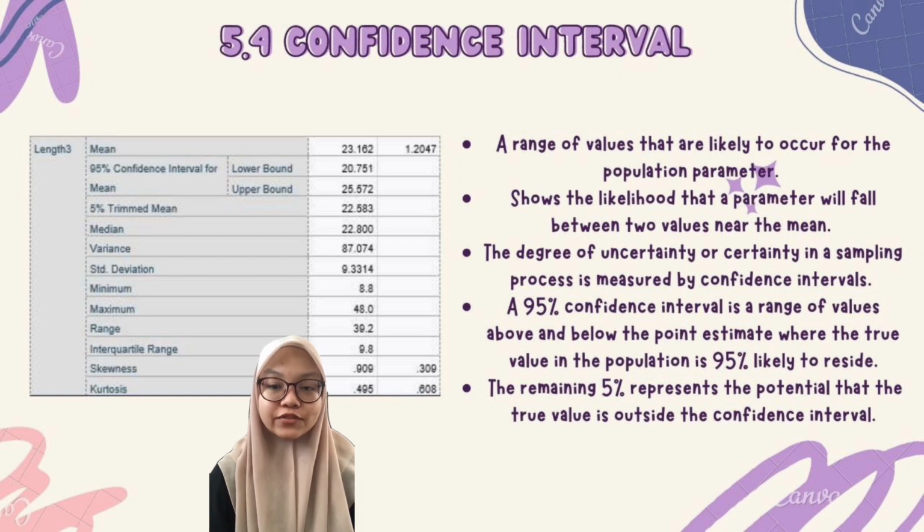5.4 Confidence interval. A confidence interval is a range of values that are likely to occur for the population parameter. It shows the likelihood that a parameter will fall between two values near the mean. The degree of uncertainty or certainty in a sampling process is measured by the confidence interval. A 95% confidence interval is a range of values above and below the point estimate where the true value in the population is 95% likely to reside. The remaining 5% represents the potential that the true value is outside the confidence interval.